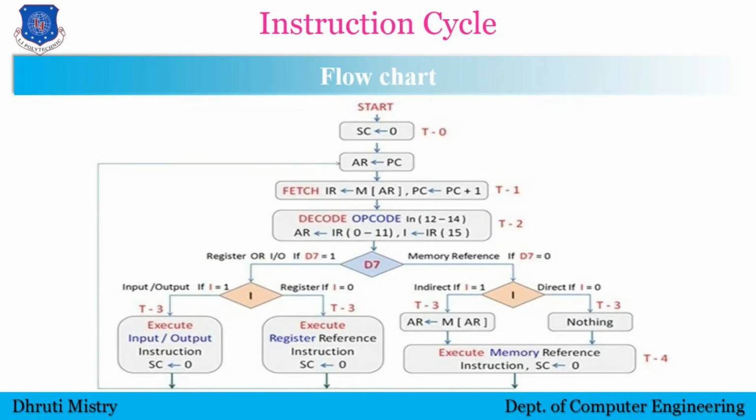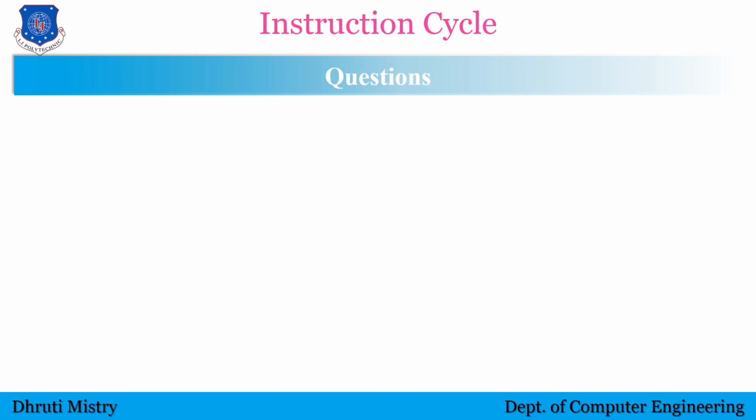Here you can see this diagram is of the instruction cycle flowchart, in which micro operations of all 3 phases are written. We have seen phase-wise micro operations with examples and representation in this session. That's all for today's session. Hope you like the session.